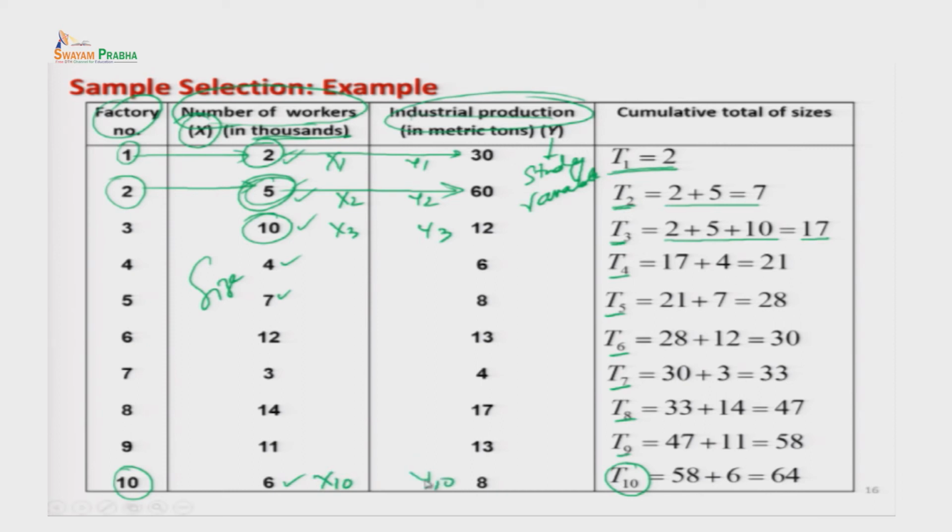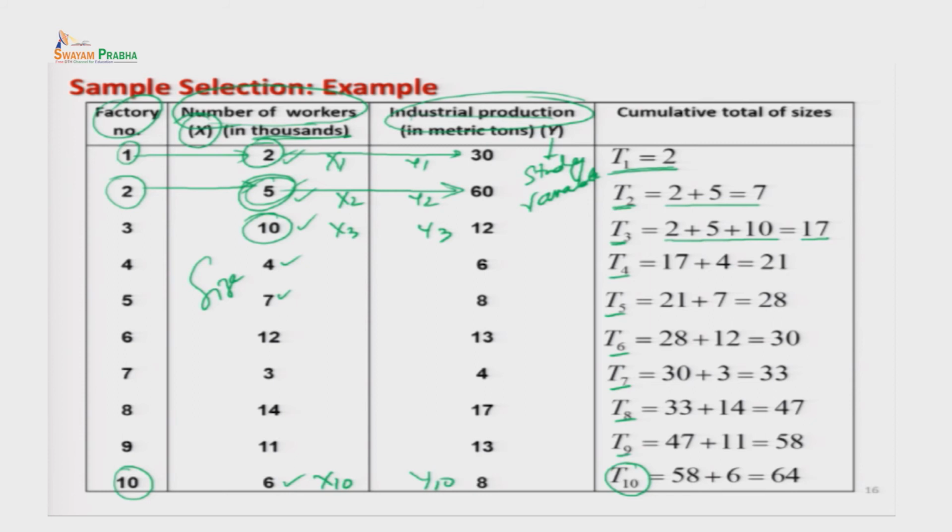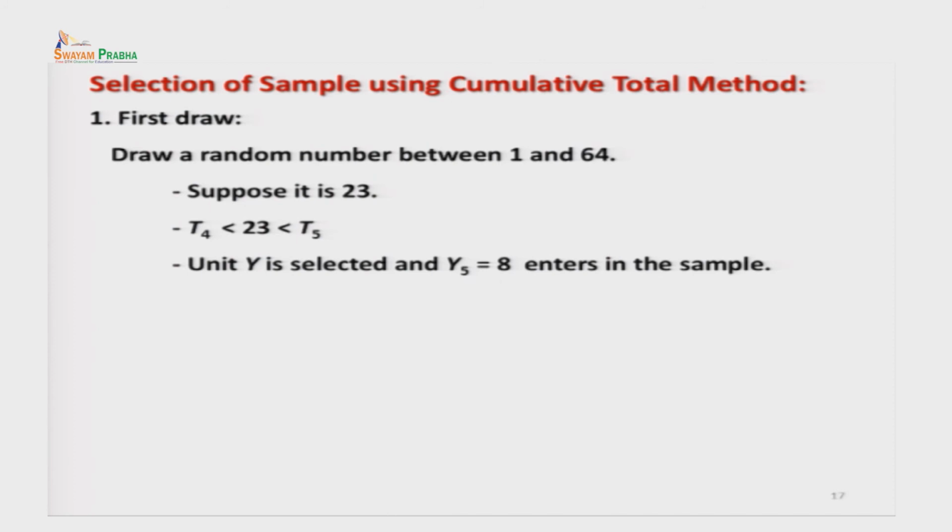Now we try to implement the cumulative total method. So, first, you can see here this T10 is equal to 64, right. So, since T10 is equal to 64, I have to draw a random number r between 1 and 64. And suppose I draw the random number, and suppose r turns out to be 23.